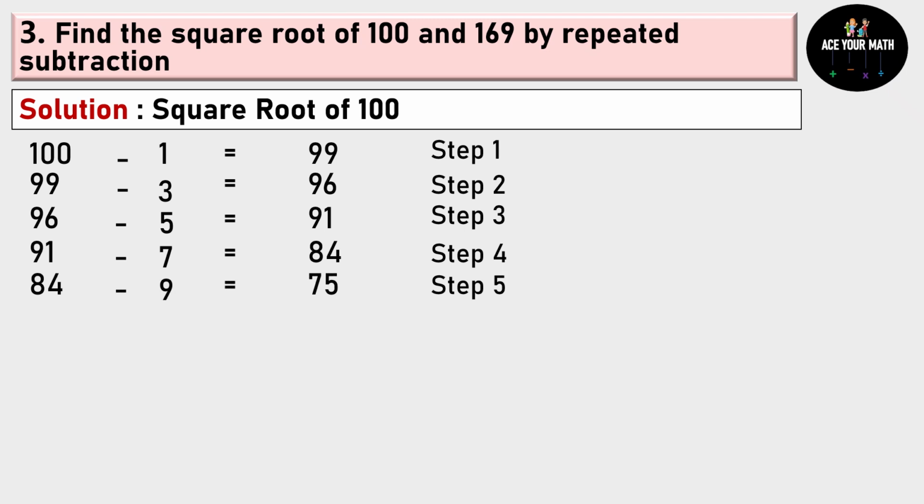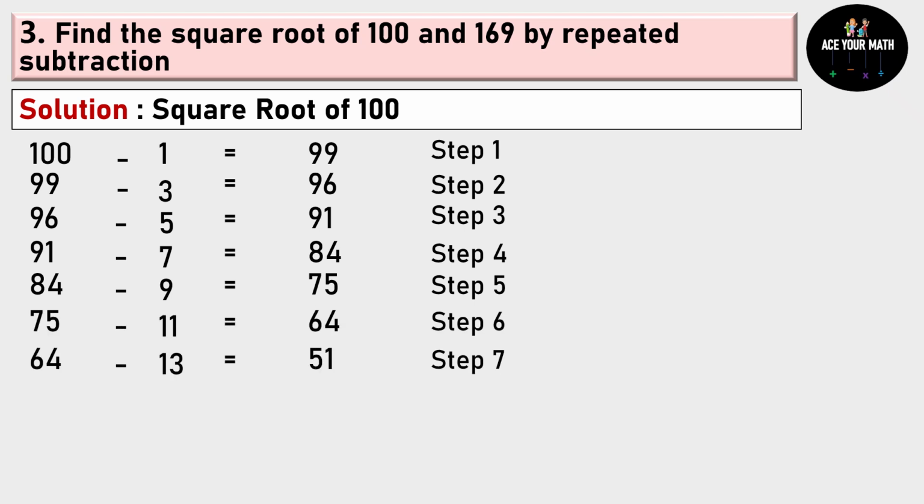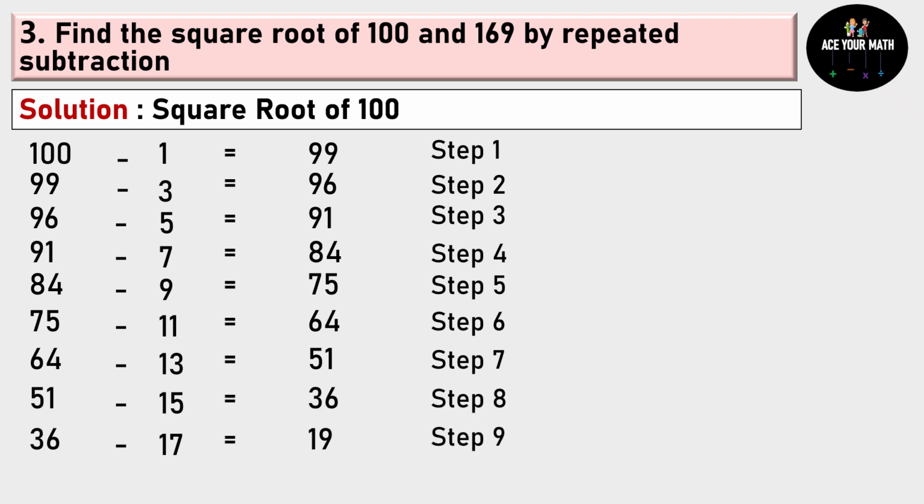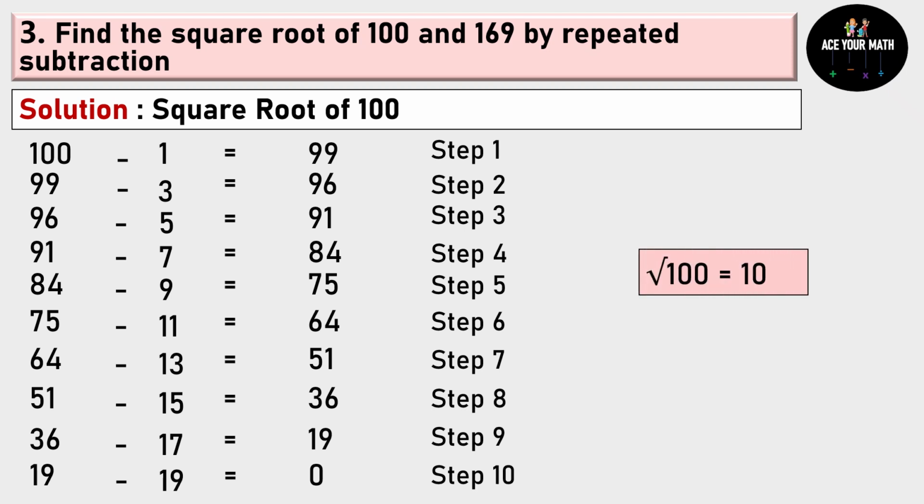So now you subtract 9 from 84 and you get 75. From 75 subtract 11, you get 64. From 64 subtract 13, you get 51. From 51 subtract 15 to get 36. From 36 subtract 17 and you get 19. Now from 19 you subtract 19 and you get 0 at the end. Now you will stop your subtraction here. In how many steps did you achieve 0? You got 0 in 10 steps. So the square root of 100 is 10.